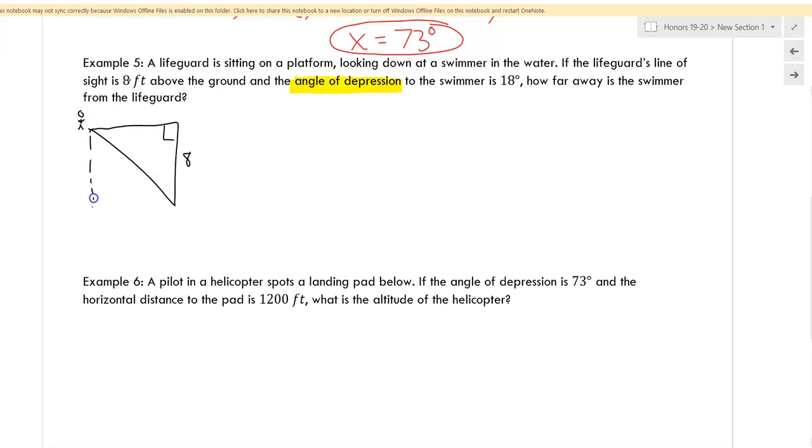But if I think about this height and this height, they're the same height. So it's 8 feet up, and the angle of depression is 18 degrees. How far away is the swimmer from the lifeguard? Well, here's my lifeguard, here's my swimmer, so my X is going to go there.